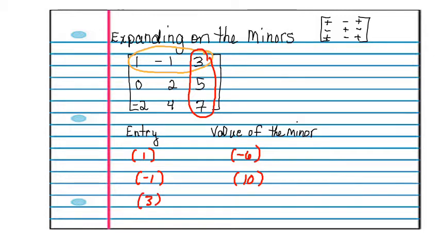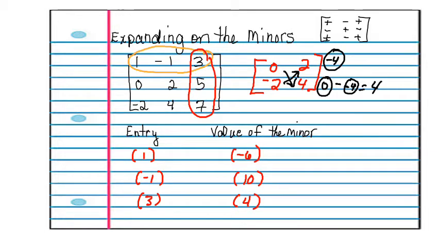So our entry is a 3. And now I'm going to have a new 2 by 2, which is my 0, 2, -2, and a 4. I'm going to do the same thing. Multiply up, gives me a -4, give it a circle. Multiply down, which gives me the 0, give it a circle. Take away the top number, the -4, so we see it's a positive 4. And so my value here is a positive 4.